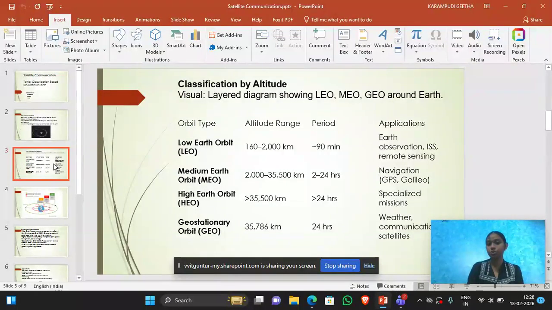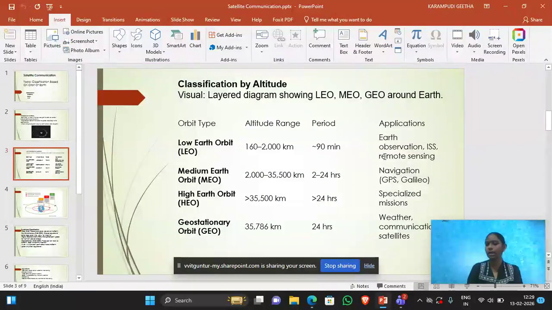A layers diagram showing LEO, MEO, and GEO around Earth. Next we have to see the LEO, MEO, GEO diagrams. First, the types of orbits: low Earth orbit, medium Earth orbit, high Earth orbit, and geostationary orbit. The altitude range of LEO is 160 to 2000 kilometers, and it completes one whole circle of the Earth within about 90 minutes.